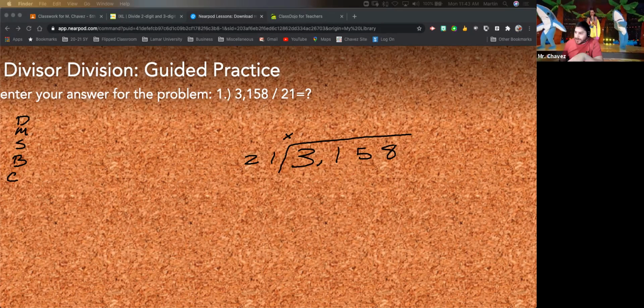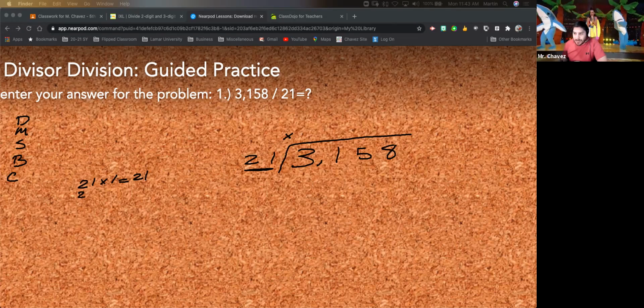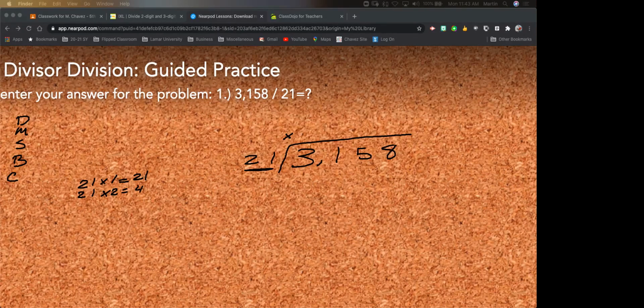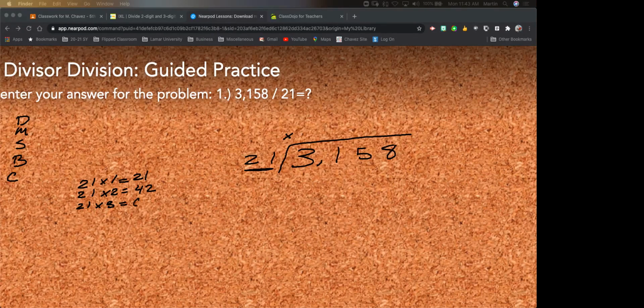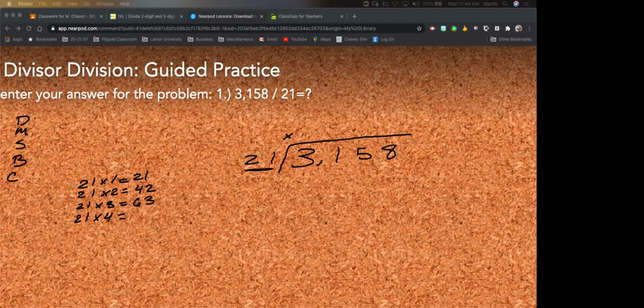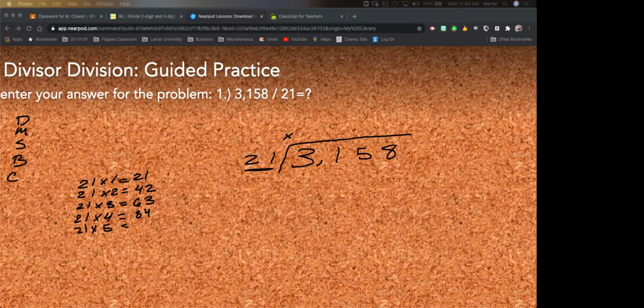Anyways, we're gonna do our multiplication facts of 21. And we're gonna go all the way to times 5 like the last one, okay? 21 times 1, which is 21. Now, can someone tell me what 21 times 2 is? 42. There we go. And now we got 21 times 3. 63. And then 21 times 4. 84. And then the last one, 21 times 5. 105. Okay, got it.